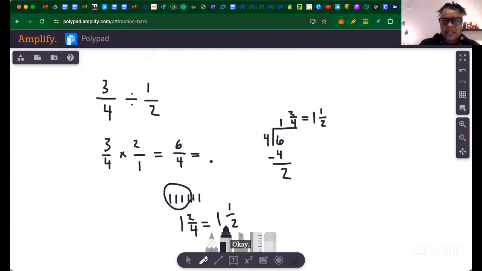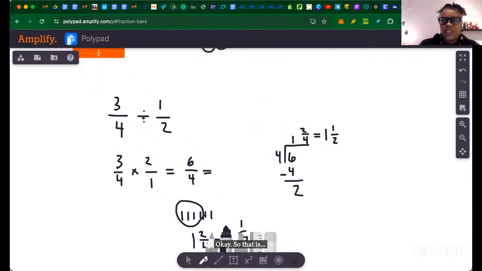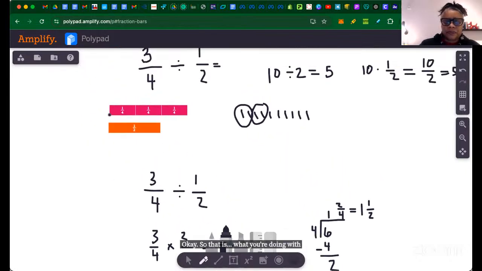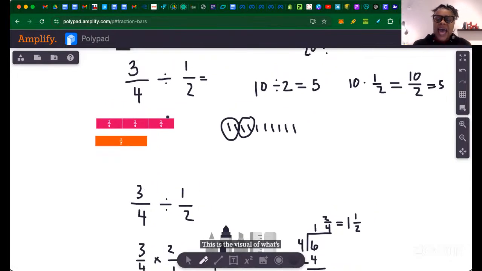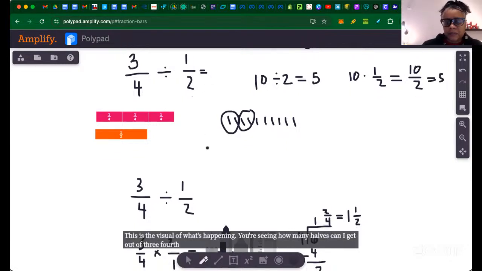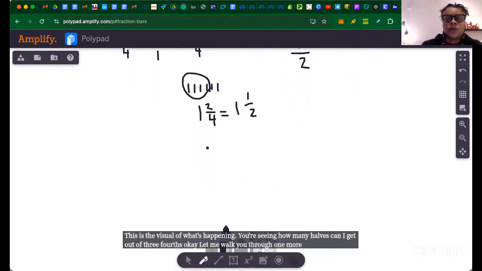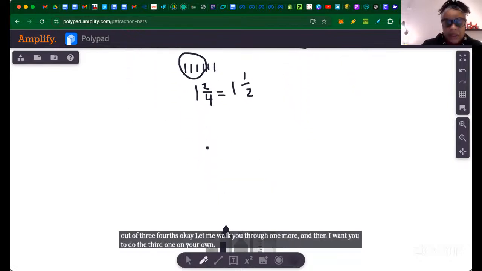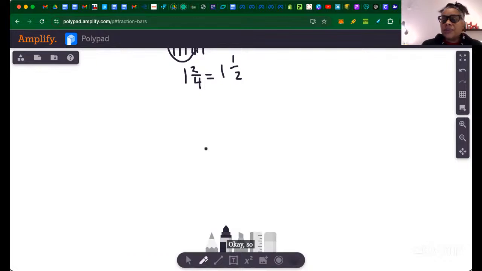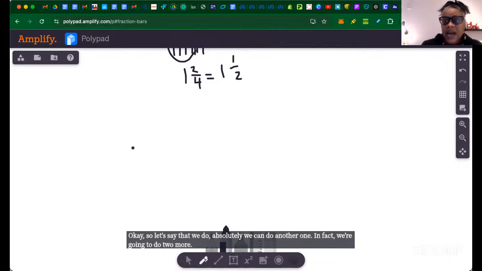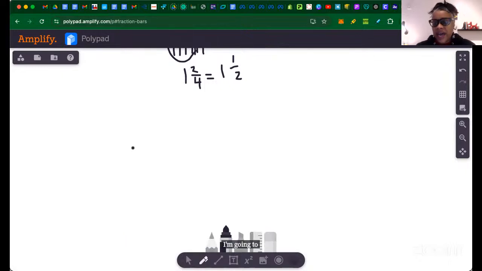So that is what you're doing with dividing fractions. This is the visual of what's happening. You're seeing how many halves can I get out of 3/4. Okay. I'm gonna walk you through one more, and then I want you to do the third one on your own. In fact, we're going to do 2 more. I'm going to do another one with you, and then I'm going to have you do it on your own.